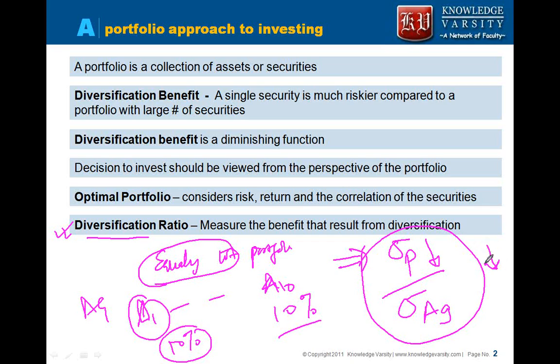Now the lower this diversification ratio, the higher the diversification you have achieved, because we want this standard deviation to be as low as possible compared to a randomly selected stock. Because this is a random selection, it does not have much of a mathematical foundation, but you are able to find out one diversification benefit.